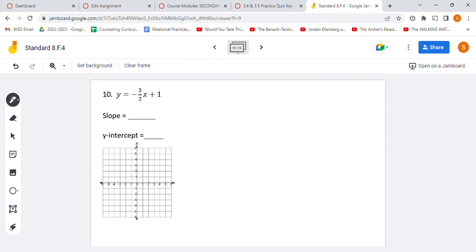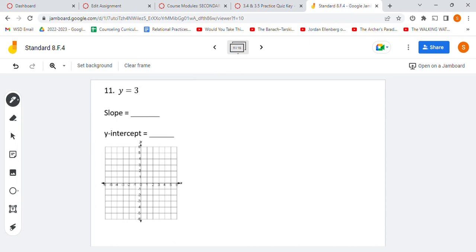For the next one, we can see our slope is -3/2, and our y-intercept is 1. So we're going to start at our y-intercept again, and then our slope of -3/2 tells us we're going to go down 3 and to the right 2. If I do that, down 3 and to the right 2, down 3 and to the right 2, and then we reverse that by going up 3 and to the left 2. That gives us a nice set of points again that we can connect to draw our line.